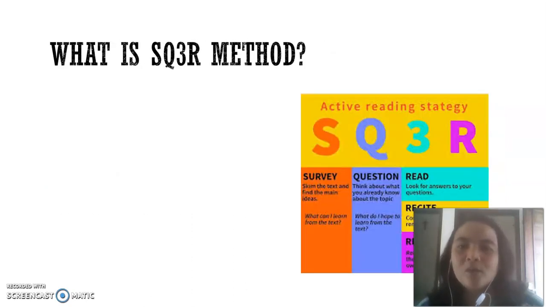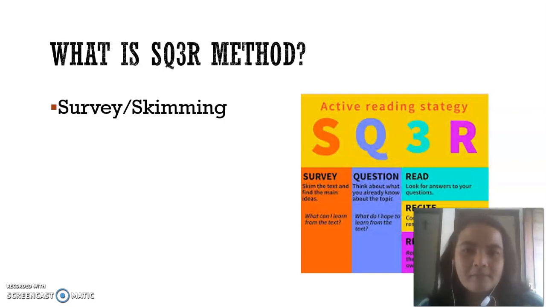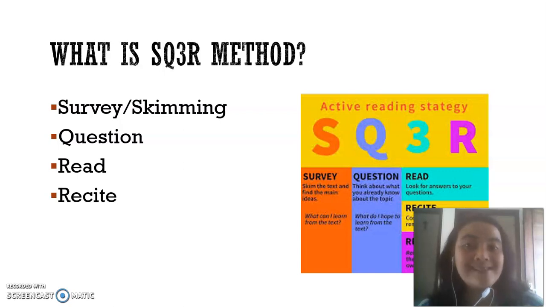Okay, so what is the SQ3R method? SQ3R consists of survey or skimming, question, read, recite, and review. So there are 5 steps that are done in the SQ3R method.